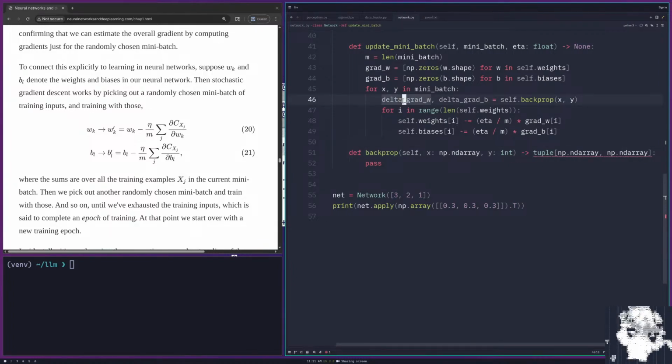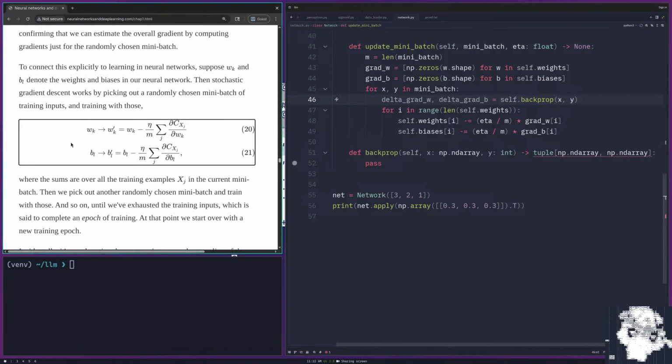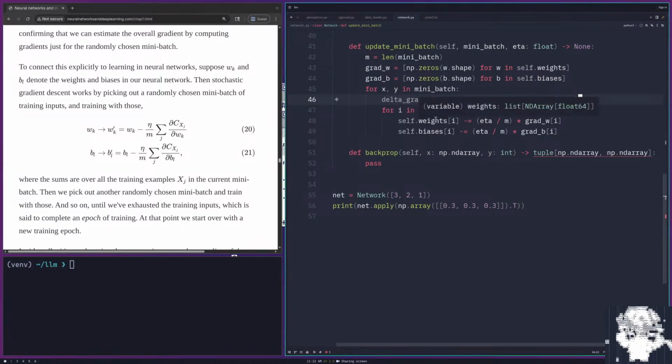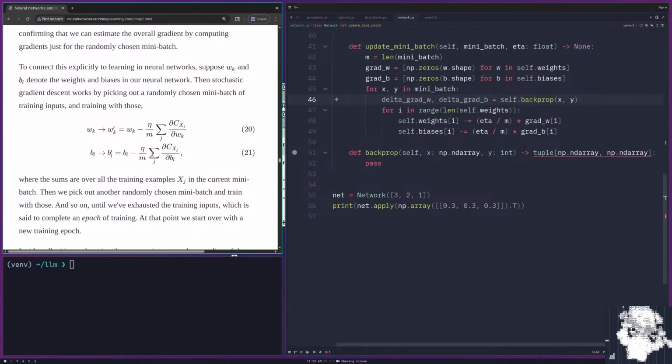So I am realizing that I'm not actually using the delta grad W's and delta grad B's from this backprop. So I went back to this formula here to try to figure out how this is supposed to fit together. So here's how I think it works.